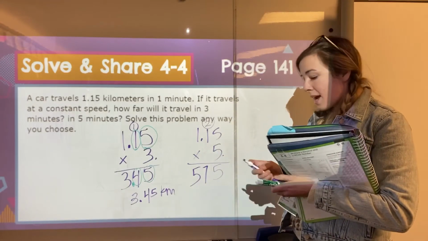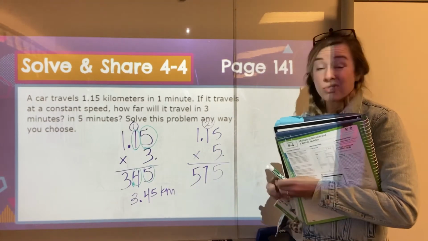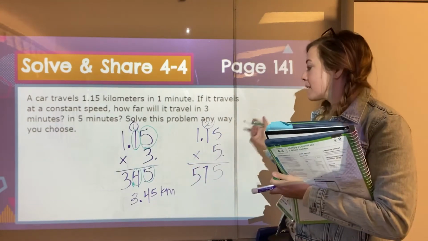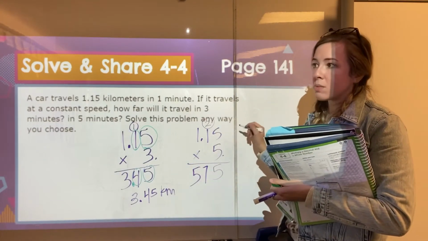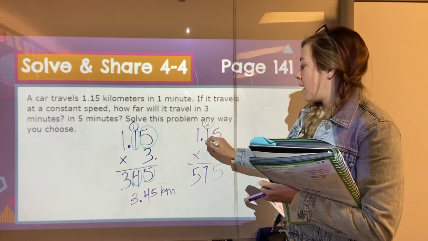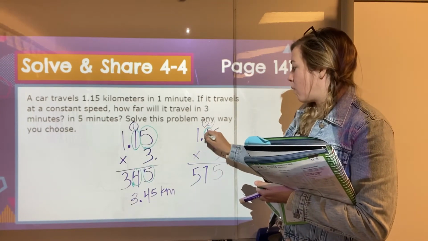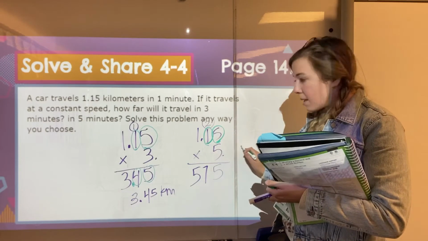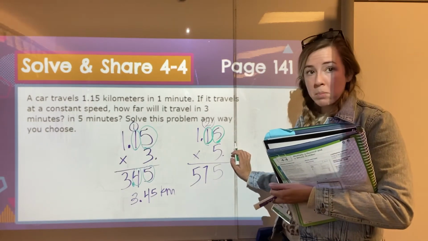So then now you're looking at this and you're like, Miss Collins, 575? That's crazy. That's way too many. Well, that's because we haven't checked how many digits we have to the right of our decimal point in our products. So I have my decimal point here. I've got a 1 and a 5. And then down here, do I have any numbers to the right of my 5? Nope, I don't.